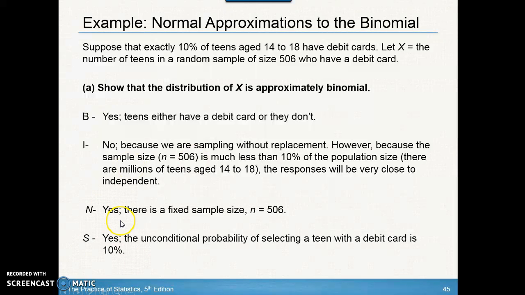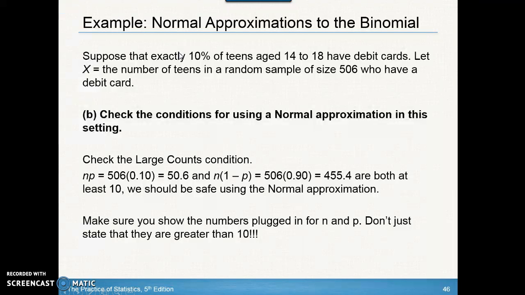There is a fixed sample size, 506, and the S is, we know the probability of success is 10% have a debit card. All right, so how do we check to see if when I graph the binomial, it's also going to look approximately normally distributed? Well, first you want to check that large counts condition that I was talking about. So this is, like I said, the tipping point. If np is greater than 10 and n times 1 minus p is greater than 10, it sort of balances the graph out of probability of successes and failures on either side, and it makes it approximately normally distributed.